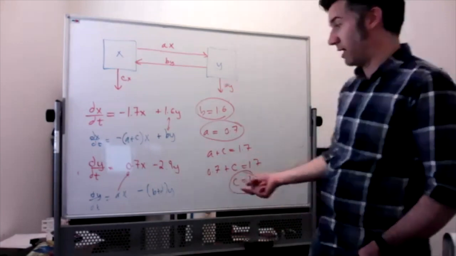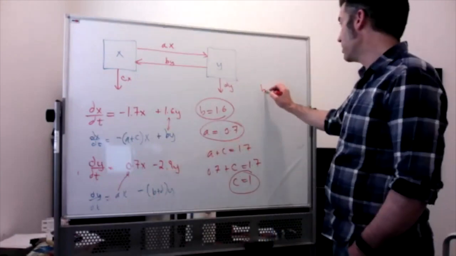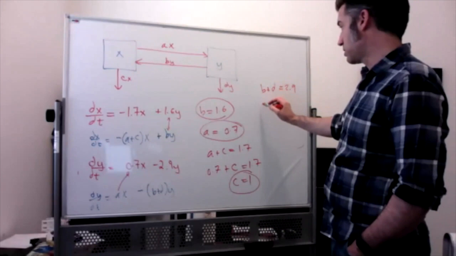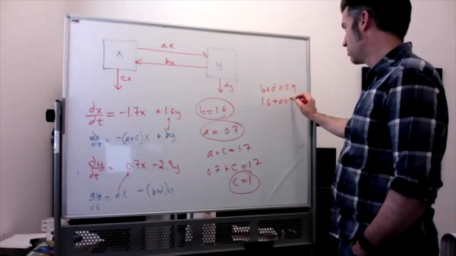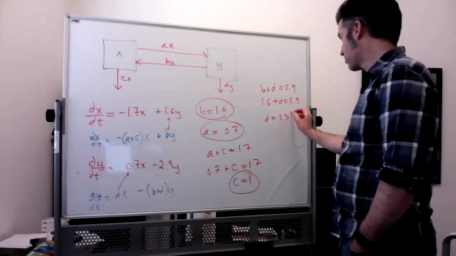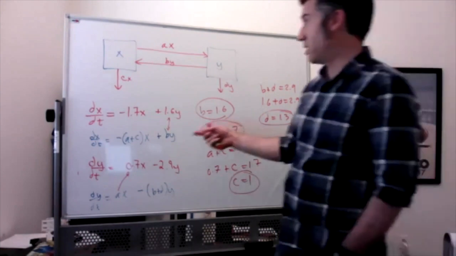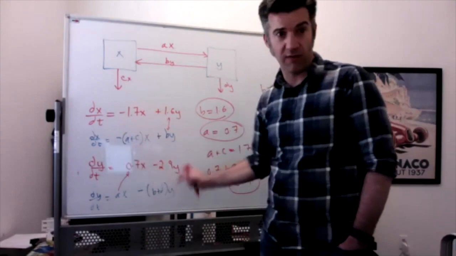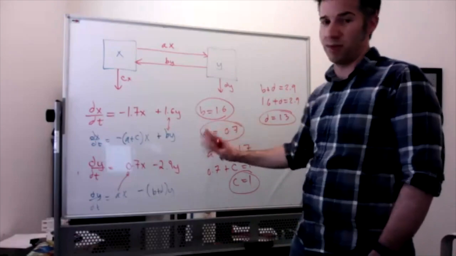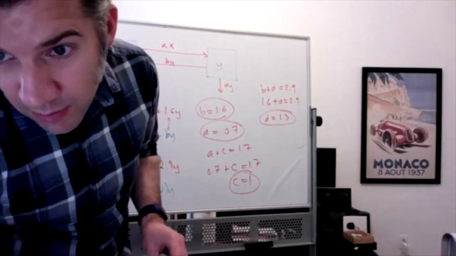And then similarly, we can find d by saying that b plus d equals 2.9. So b plus d equals 2.9, but b is 1.6. So d is going to be 2.9 minus 1.6, which is 1.3. That's how we can find all those coefficients. I want to be super clear though: it's not that a, b, c, and d are just equal to the coefficients of x and y in each of these equations. a and b are, but c and d you have to work a little bit harder to find.